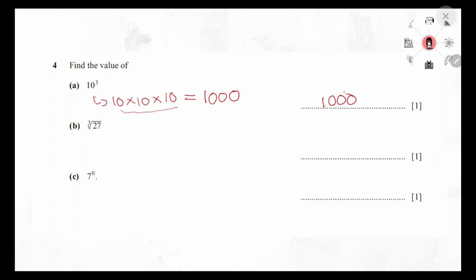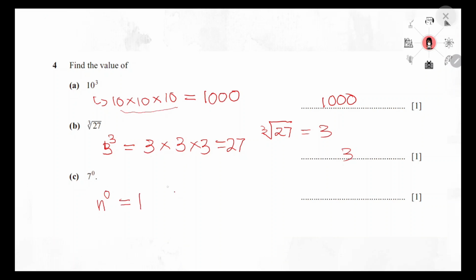B, cube root of 27. We know that 3 to the power 3, or you can write 3 into 3 into 3, gives us 27. So automatically cube root of 27 will be 3. C, 7 to the power 0. As we've learnt, any number to the power of 0 is equal to 1. Thus 7 to the power 0 is equal to 1.